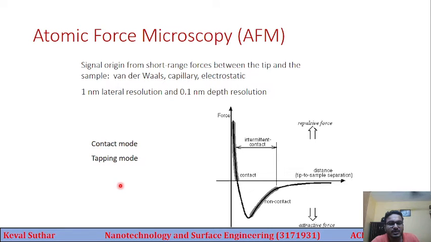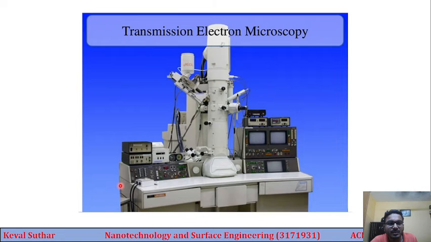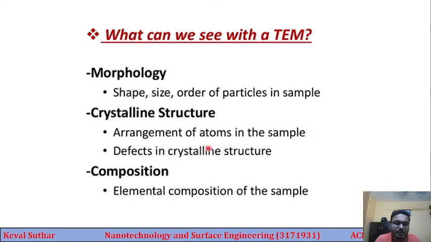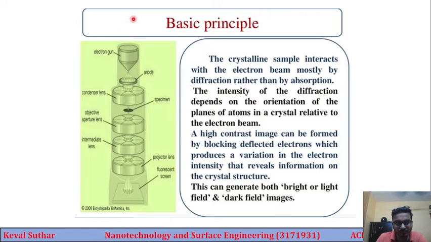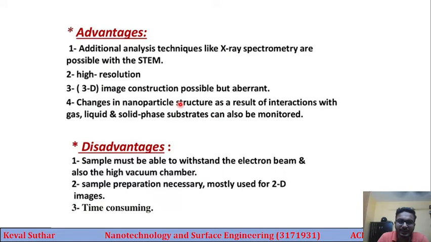Now the next method is atomic force microscopy. So before that let's go back here, that what we discussed in transmission electron microscopy, that we can obtain the morphology, crystalline structure and composition. Then this is the basic principle, and this method primarily works on the diffraction of the electron beams, not on the absorption. Then we already discussed about the advantages and disadvantages.